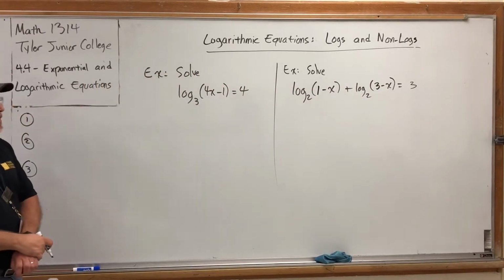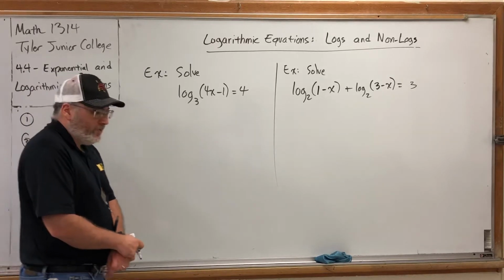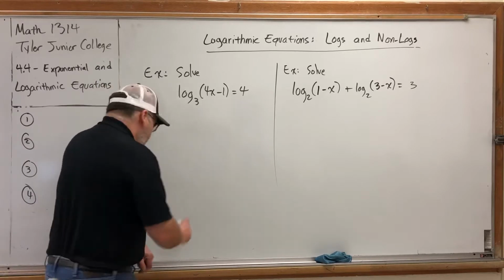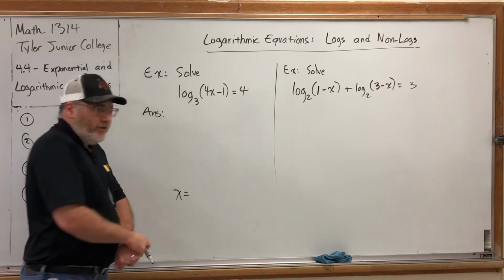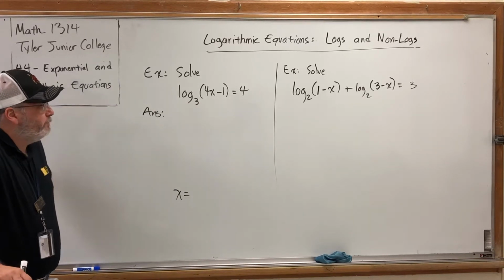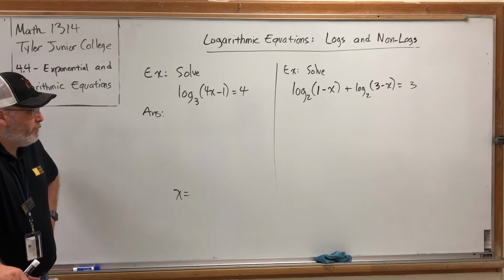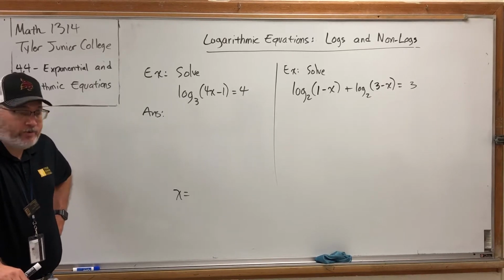Log base 3 of 4x minus 1 equals 4. Our goal is to get the x by itself, so every move we do should be geared towards that goal. So what do you think we should do first? There's not much we can do. We can't expand it because the argument is not a product or quotient or a power.